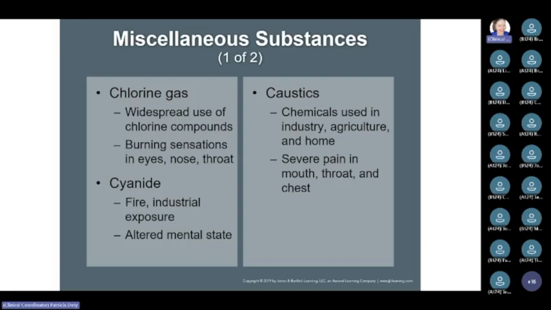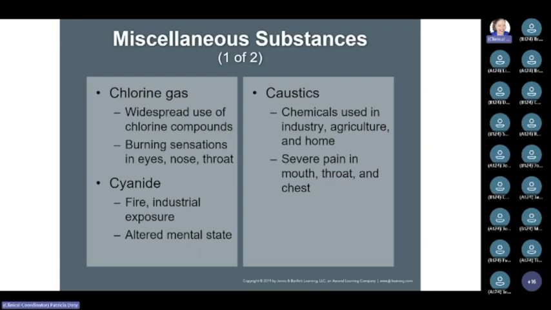Caustics, chemicals used in industrial areas, agricultural areas, even your home. It's going to have severe pain in your mouth, throat, and chest. And there's a whole bunch of different things that can be done here, but you're going to get them to a hospital to help them, especially with cyanide. Gosh, what is that called? Amyl nitrate for cyanide. You're not going to find that on the back of the truck. That's going to be in a hospital. So there's a whole bunch of different things that you're going to need, but you're not going to be able to get it until you get to the hospital.